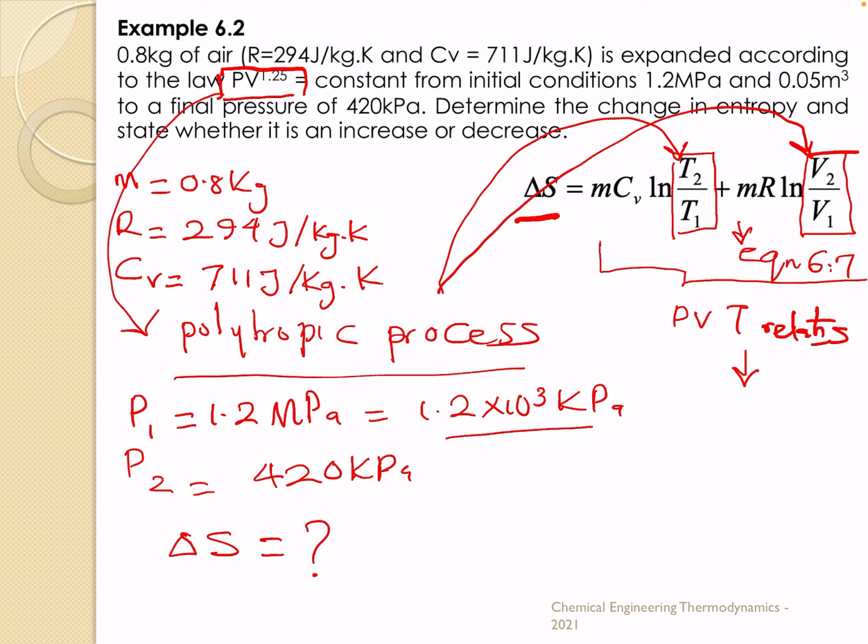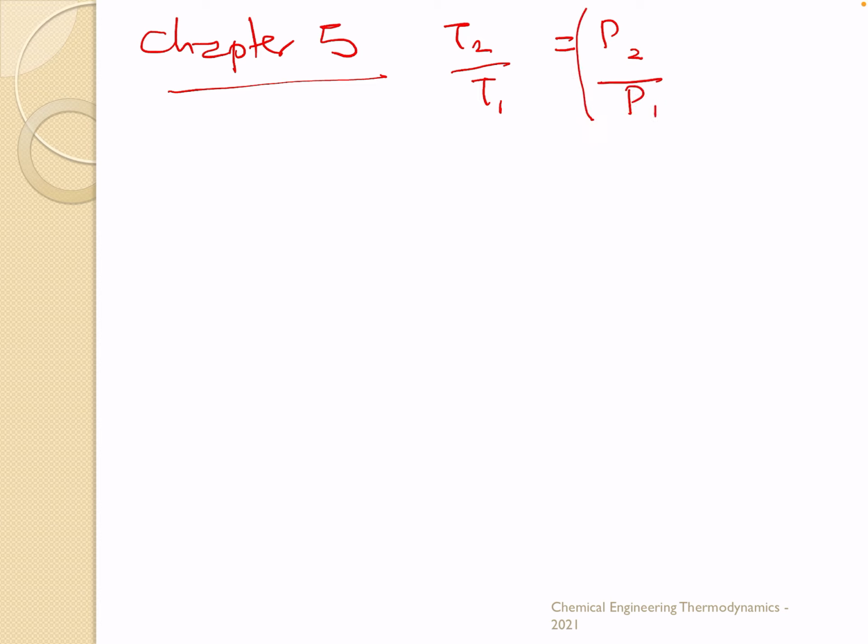But going back to what we said earlier, if you recall, in chapter 5, please look at the equations we are given in chapter 5. For a polytropic process, we indicated that T2 over T1 equals P2 over P1 raised to the power (n minus 1) over n. So we've been given that in chapter 5. Let's plug in the values we've got.